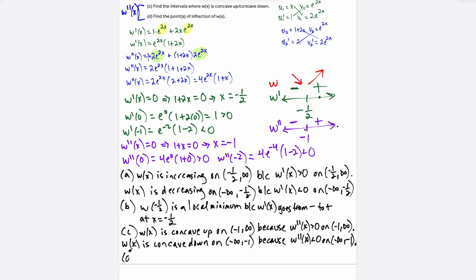And now for the last part here, we're looking for the point or points of inflection of W of x. And notice that we do have a sign change. If we look at the sign chart for W double prime, we have a sign change at x equals -1. So we could say W has a point of inflection at x equals -1 because W double prime changes signs there.